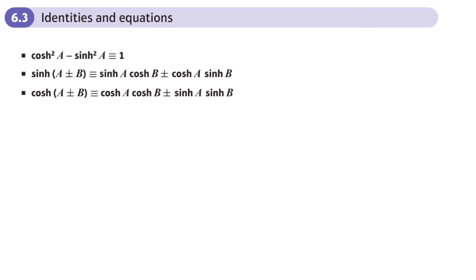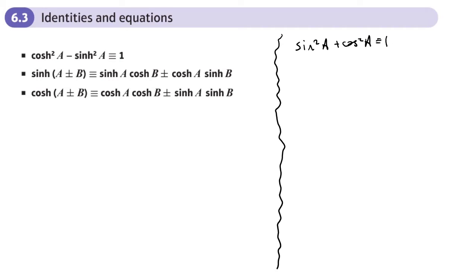This is the third section of the hyperbolic functions chapter, and we're going to be looking at identities and equations. Now, these do match nicely with the equations and identities that we know in normal maths. The trigonometry based on a circle, which is sine squared a plus cos squared a is equivalent to 1.